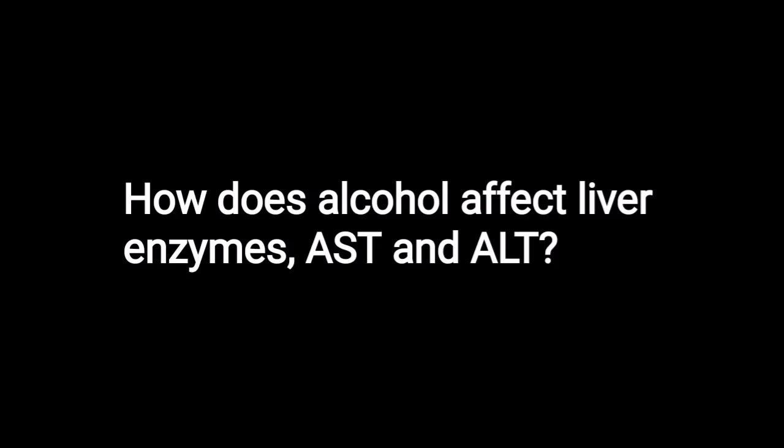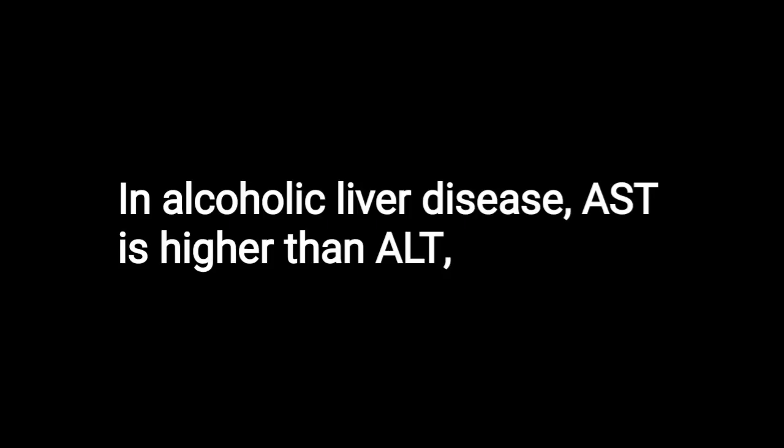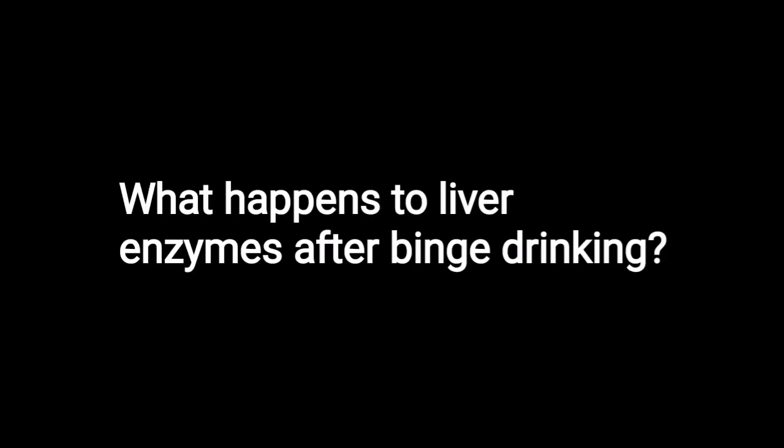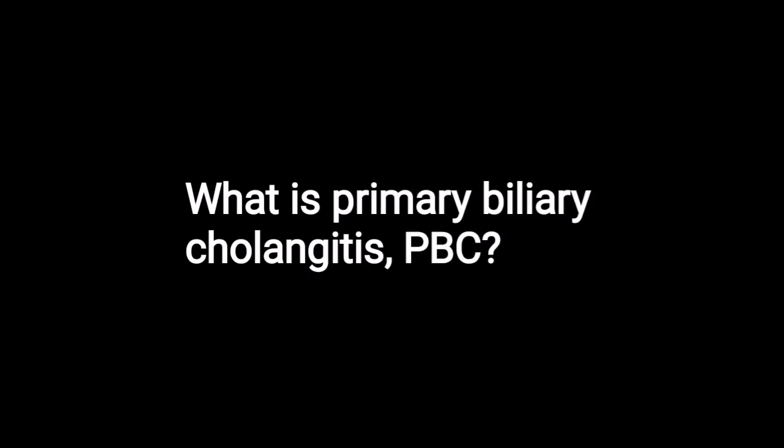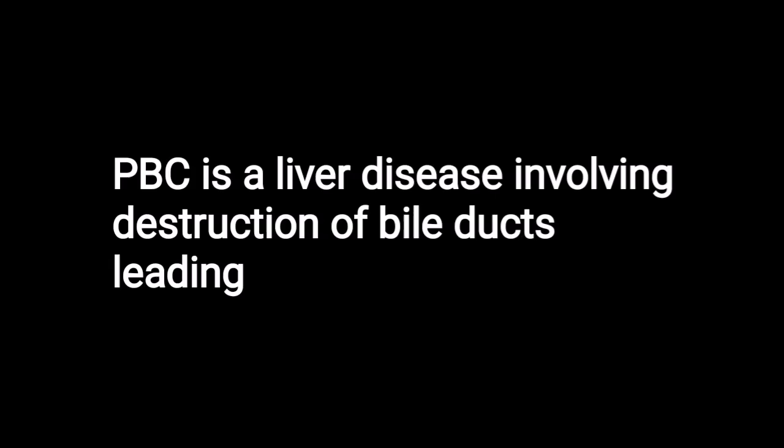410. How does alcohol affect liver enzymes, AST and ALT? In alcoholic liver disease, AST is higher than ALT, unlike viral hepatitis. 411. What happens to liver enzymes after binge drinking? Binge drinking causes a sudden rise in GGTP, a liver enzyme. 412. What is primary biliary cholangitis, PBC? PBC is a liver disease involving destruction of bile ducts, leading to cirrhosis.